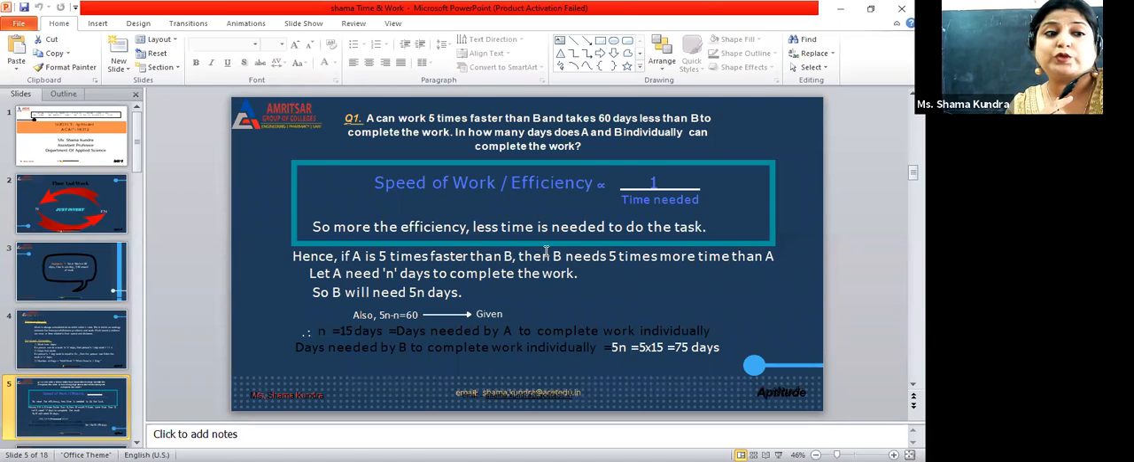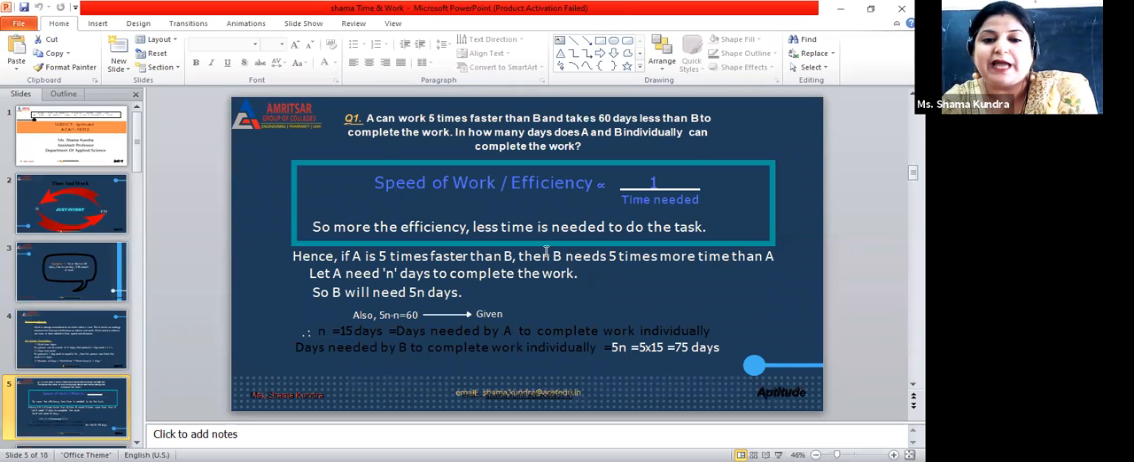And we know the slower person will take more time to complete the work. If we do the work slowly, we will need more time. So B is 5 times slower than A. That means B will take 5 times more time than A.